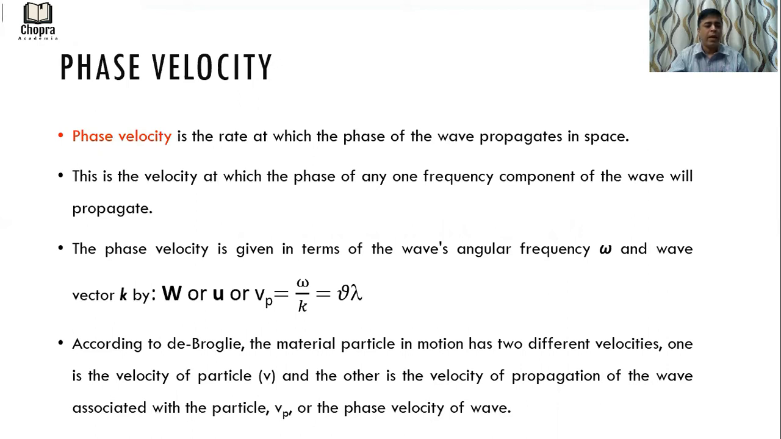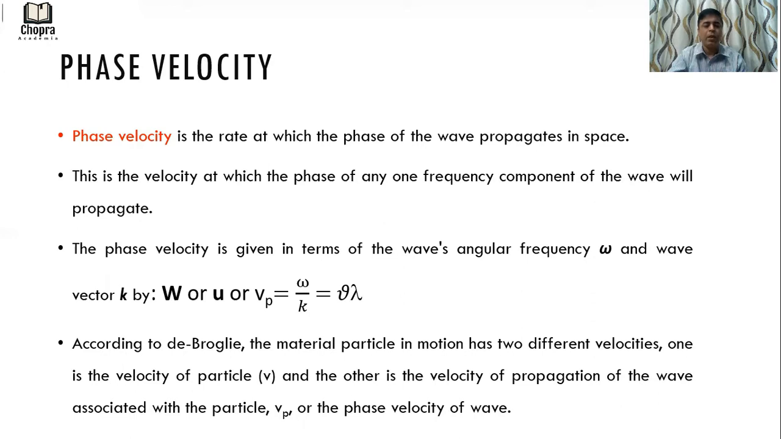And if you open it up, omega is equal to 2 pi nu and k is 2 pi by lambda, that is the wave number, and this gives us nu lambda. So the phase velocity is nu lambda. According to de Broglie, the material particle in motion has two different velocities. One is the velocity of the particle itself, denoted by v, and the other is the velocity of propagation of the wave associated with that particle, denoted as Vp, or the phase velocity of the wave.